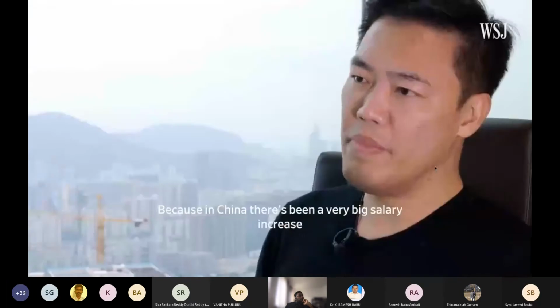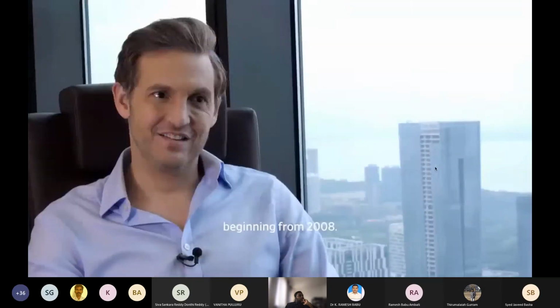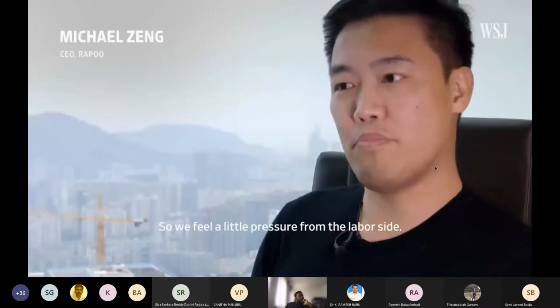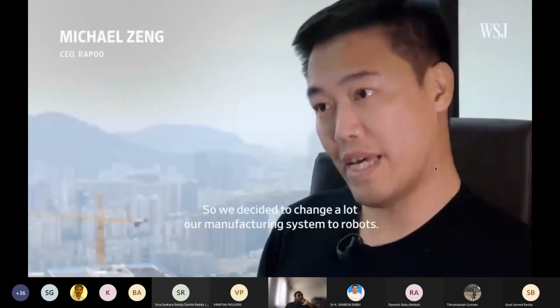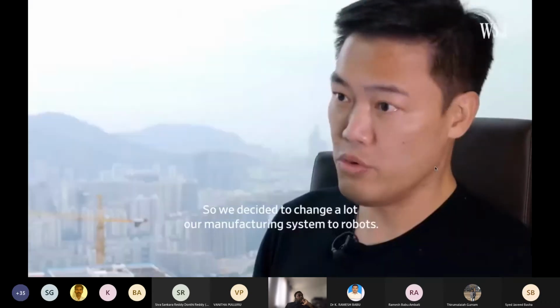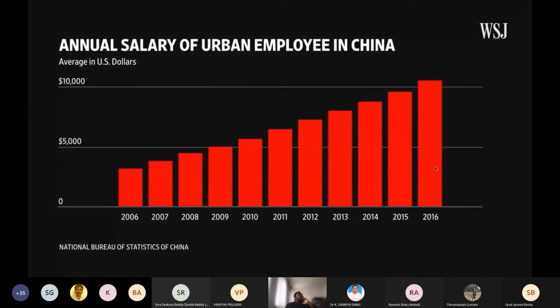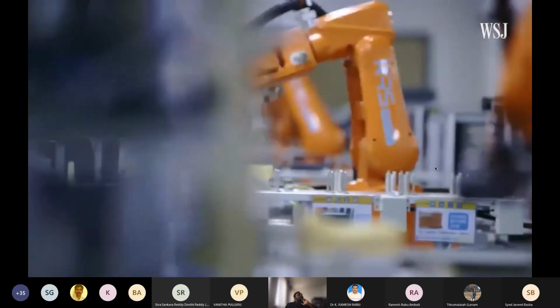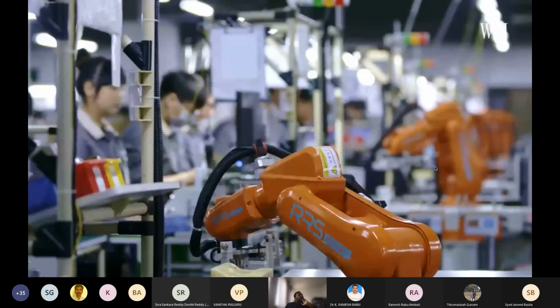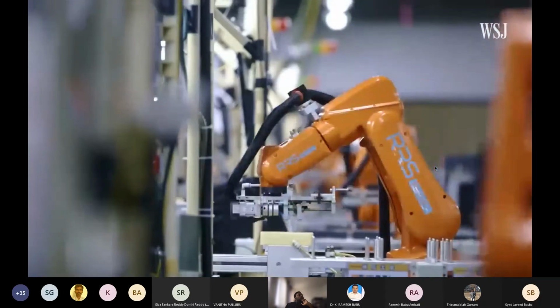Because in China have a rapid salary increase beginning from 2008. So we feel the little pressure from the labor side. So we decided to change a lot our manufacturing system to robot. Wages for the average urban employee in China have more than doubled since 2008. Rappu, he says, in the past few years, used robotics to reduce its factory workforce from 2,500 people to now 1,000. And more automation is on the way.